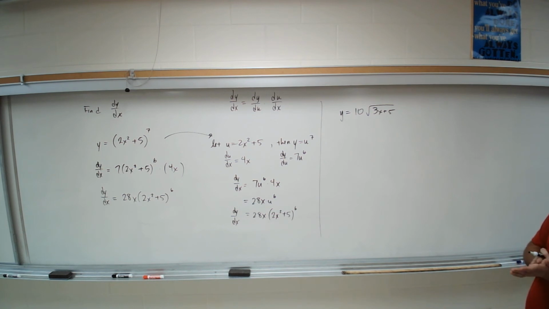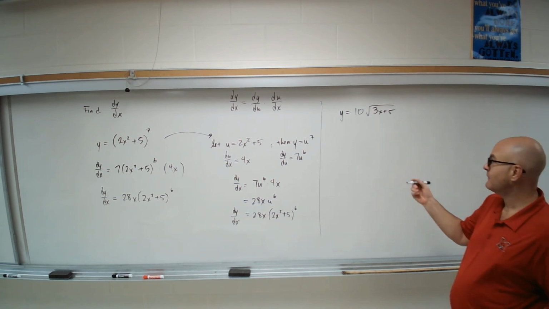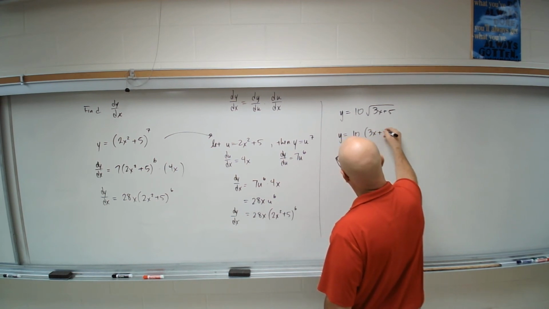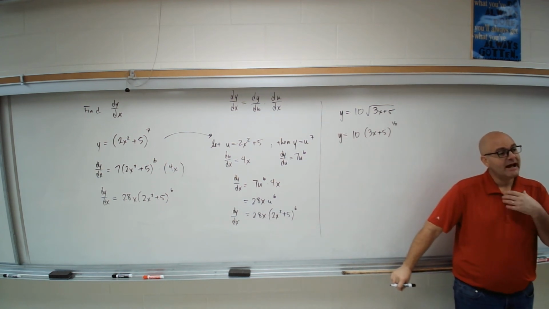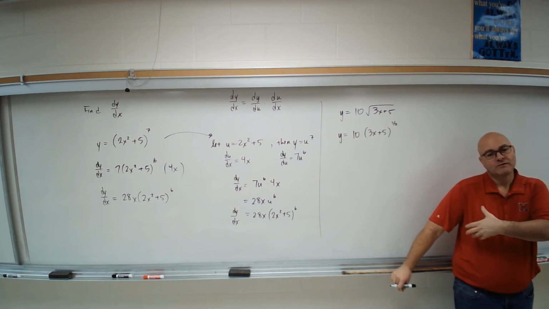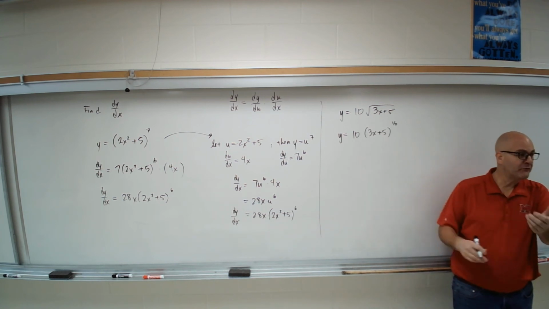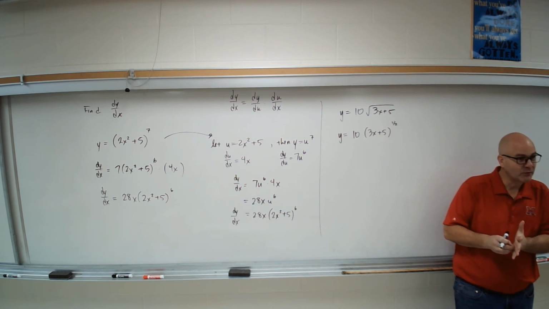y equals 10 times the square root of 3x plus 5. First thing is we don't want a square root, right? That's not a thing that we want. So let's rewrite that as y equals 10 times (3x plus 5) to the 1/2. Now, in this case, 10 is just a constant multiple, so we can just leave 10 outside and then multiply it back in. If it were its own function, then we'd have to use a product rule, which we're not really there yet. We're just looking at the chain rule today.